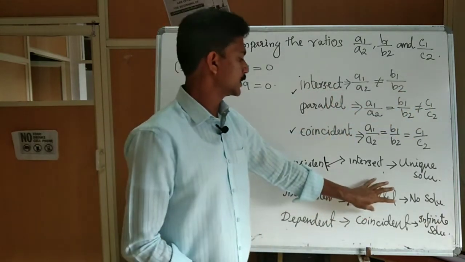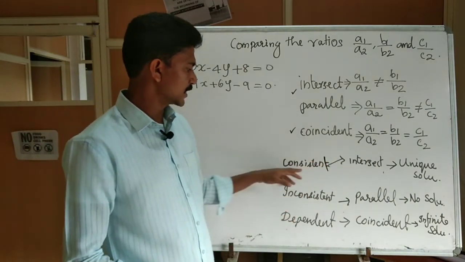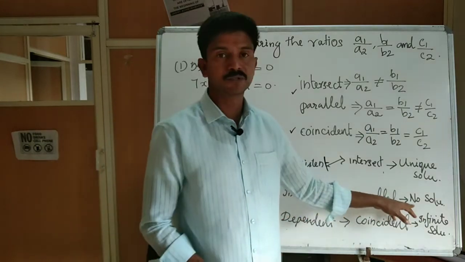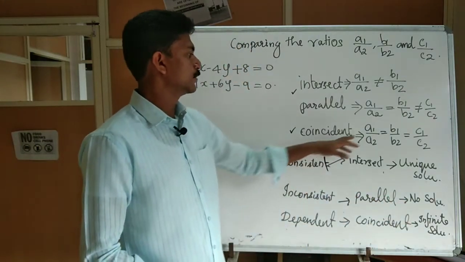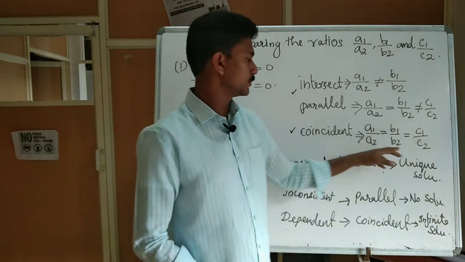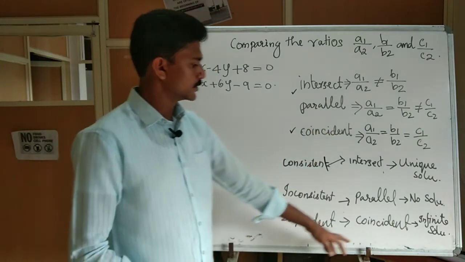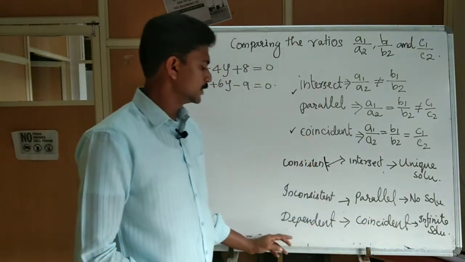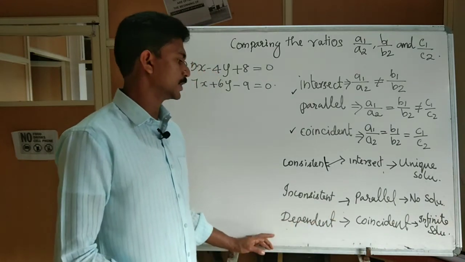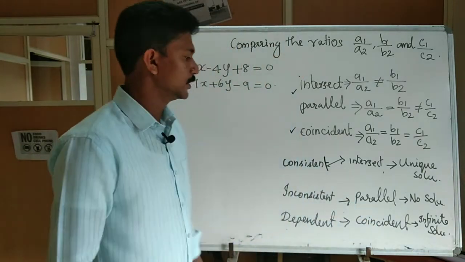If parallel lines, we say it is inconsistent. So intersecting lines we say is consistent, parallel lines we say inconsistent, it has no solution. And if A1 by A2 equal to B1 by B2 equal to C1 by C2, we say it is a coincident pair of linear equation. If it is a coincident pair of linear equation, we also say it is a dependent pair of linear equation, and it has infinite solution.